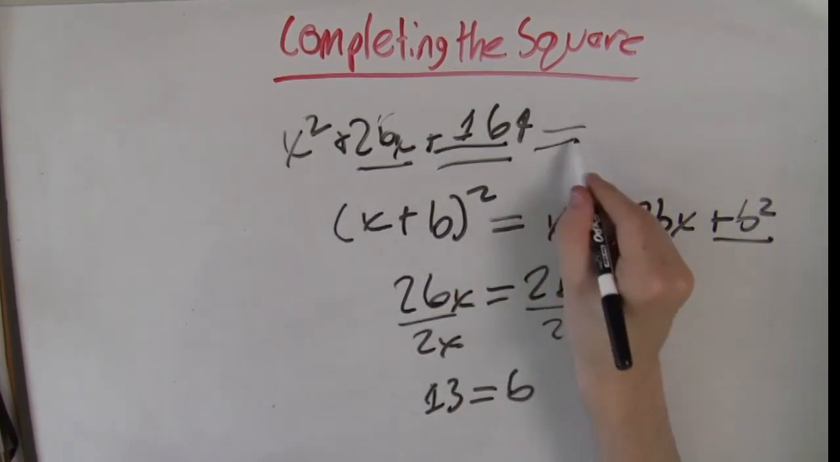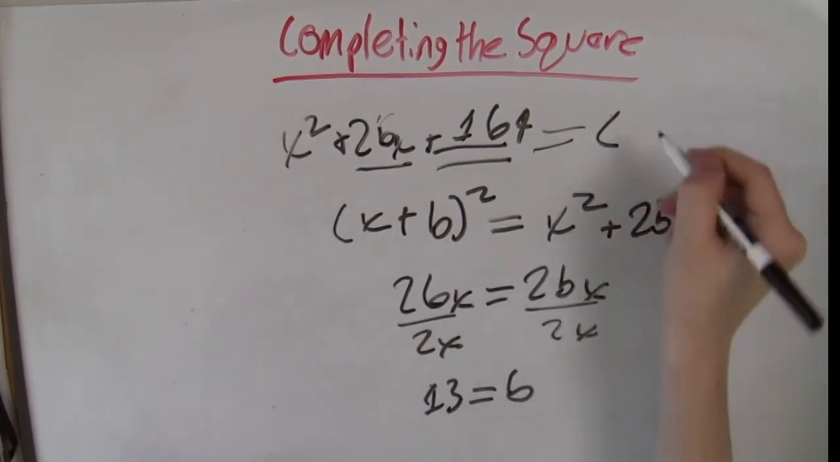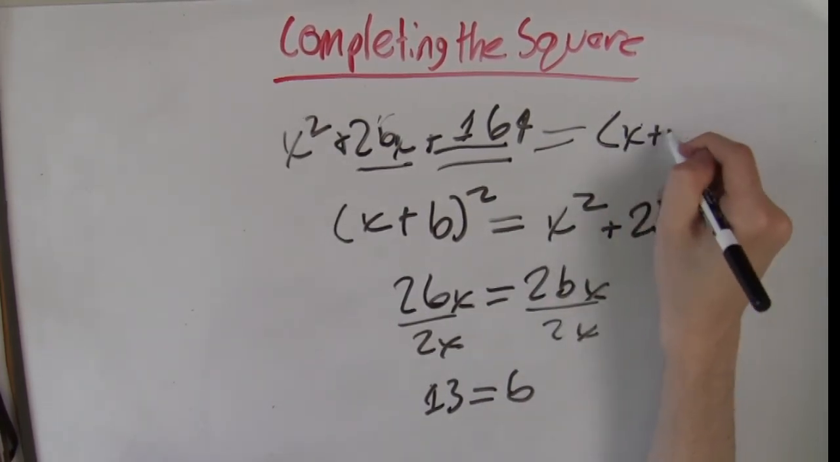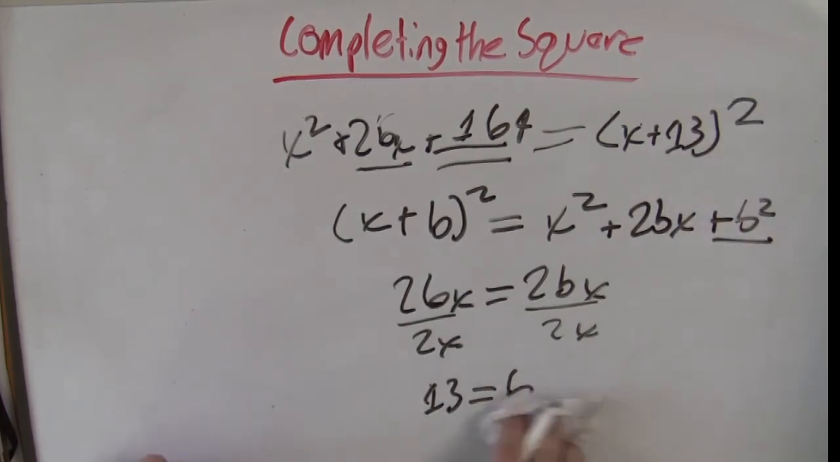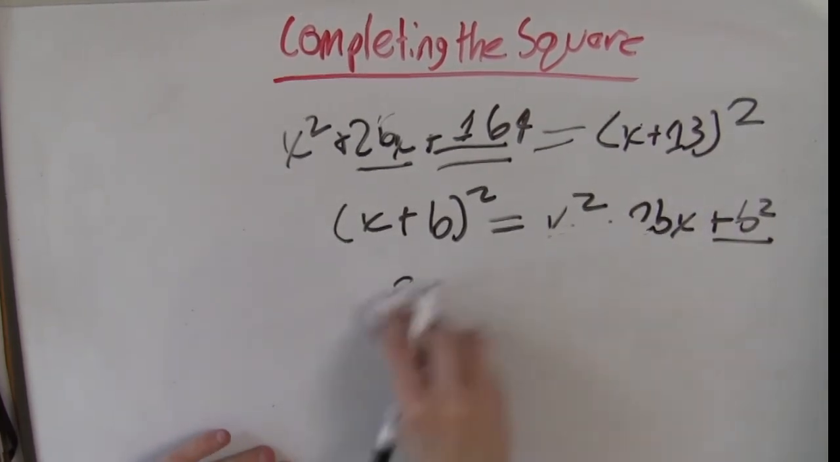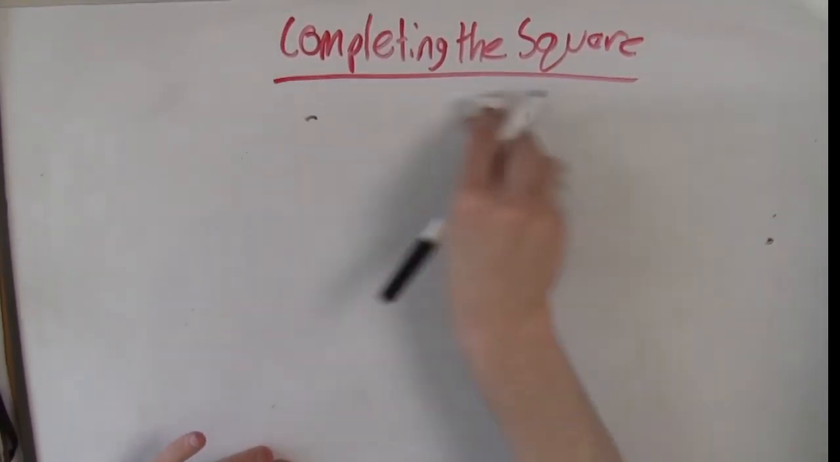That fills the blank. And if we were to rewrite this, that's just (x + b)². We know b is 13, so that's (x + 13)², right? And that's another example of completing the square, just using that logic to solve problems.